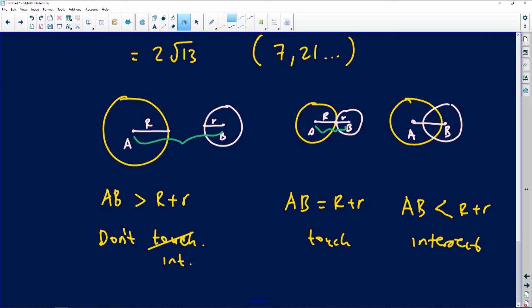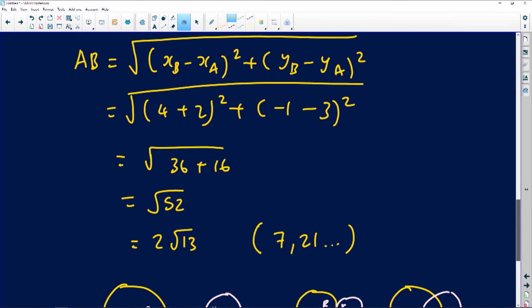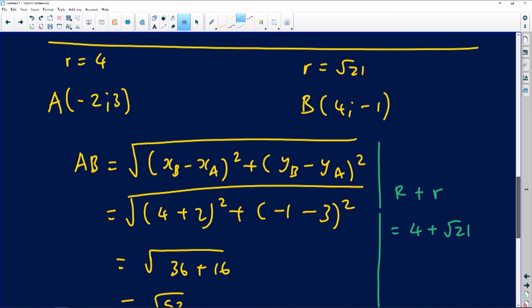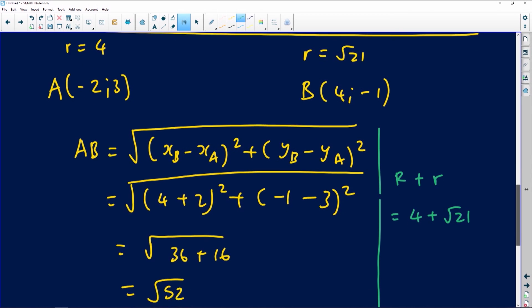So our job is just to see which one of these three cases is applicable in the question we're dealing with. From that, we can tell whether they touch, don't touch, or intersect. So let's find the sum of the radii versus what we just calculated. One radius is 4, and the other radius is the square root of 21. That's what we got from the top.